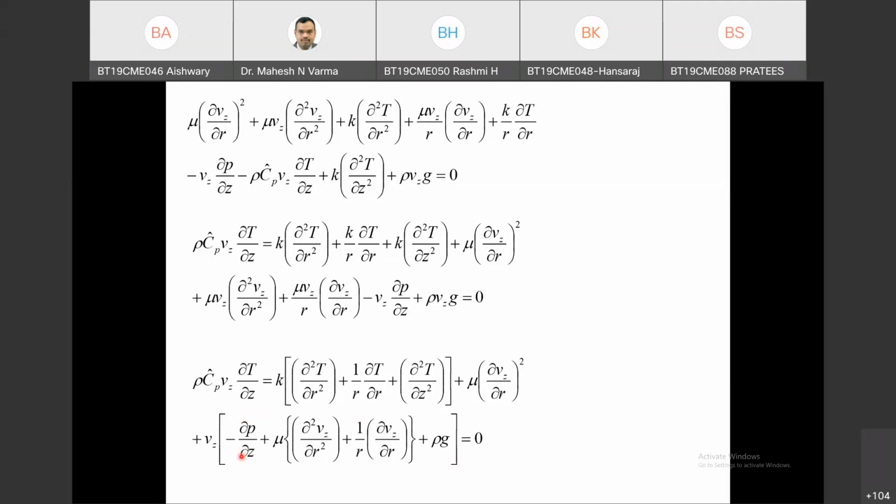So when we take convective flux and conductive flux, the conductive flux can be considered negligible. No, this whole bracket I am talking about. Can you see my cursor? Yes, sir. So this Vz bracket minus del P by del Z plus mu, whole bracket, del Vz square by del R square plus 1 upon R del Vz by del R, plus rho G, that equals 0.